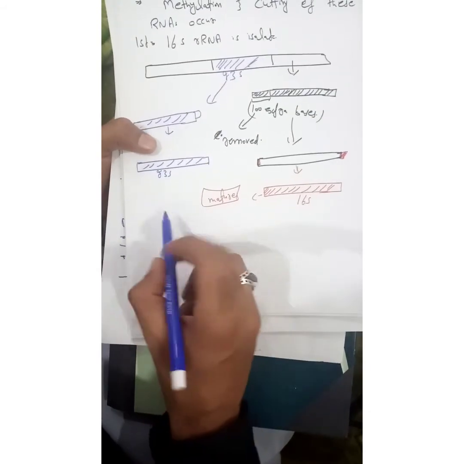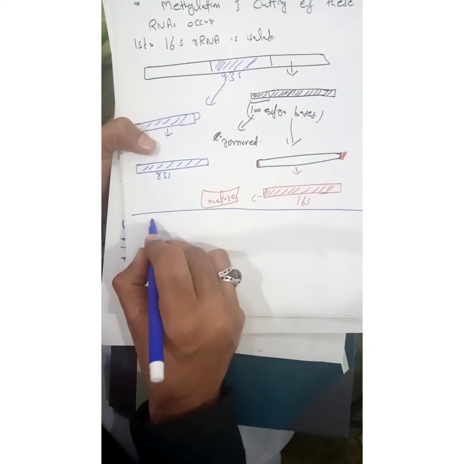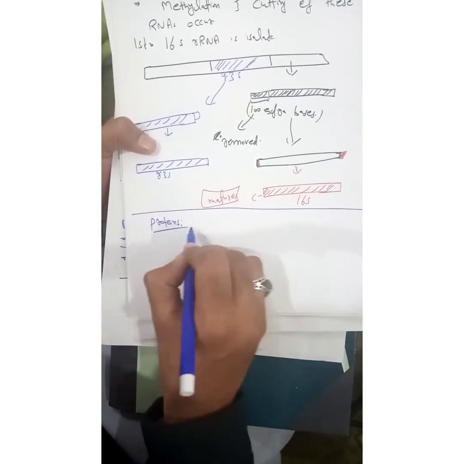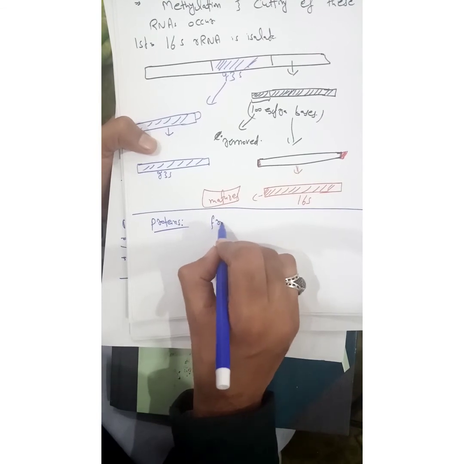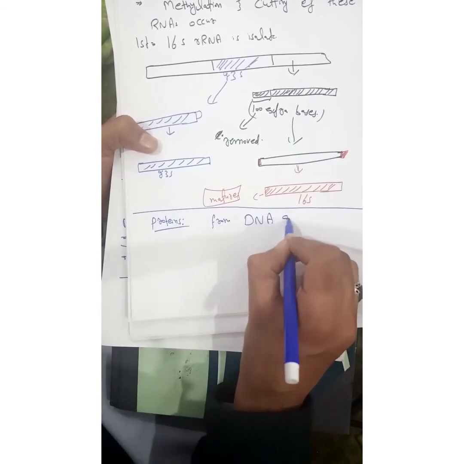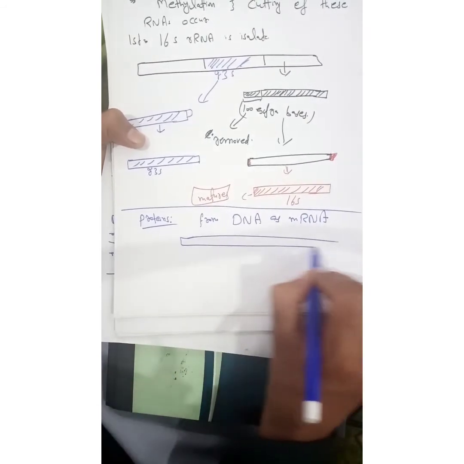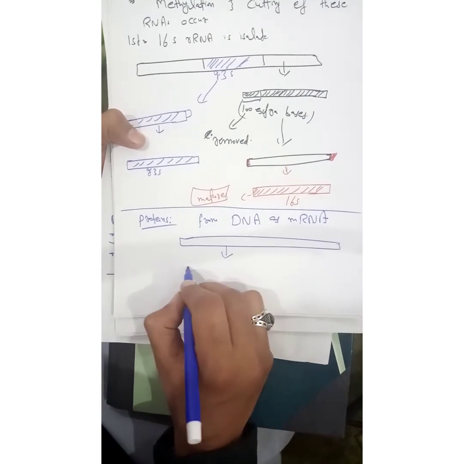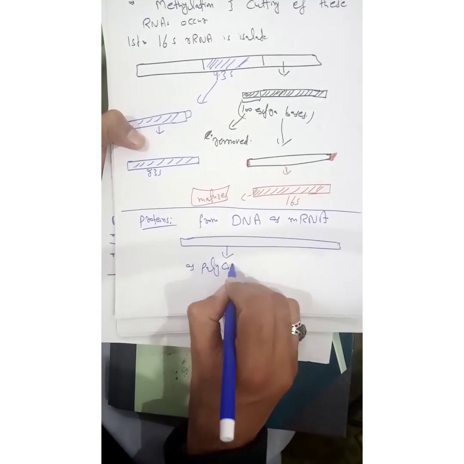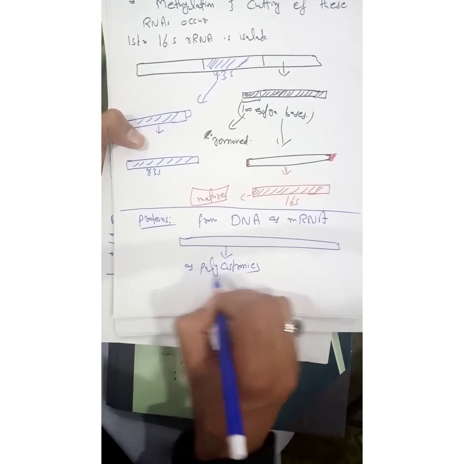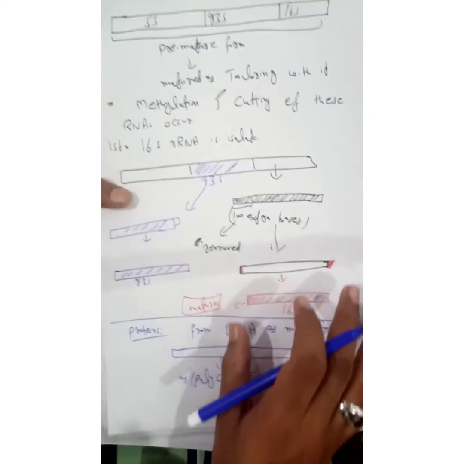When the ribosomal subunits are formed, then other proteins are also required. The proteins are synthesized from DNA as messenger RNA. The messenger RNA is also synthesized as polycistronic. Messenger RNA is formed in two forms, the monocistronic and polycistronic. Polycistronic means that more than one type of messenger RNA is present along the chain.